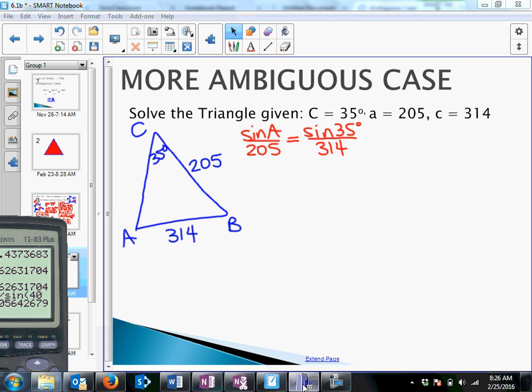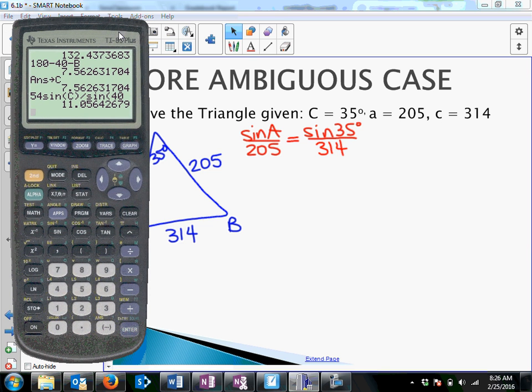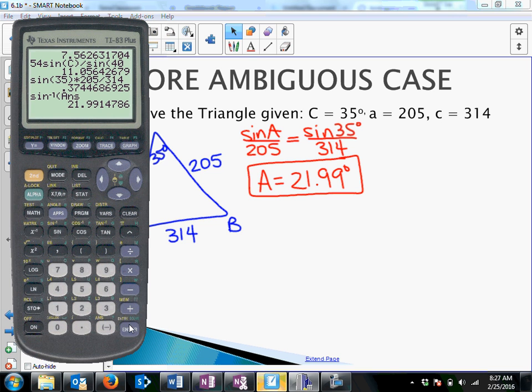Okay, so in our calculators here, we need to take the sine of 35, multiply it by 205, divide it by 314, and then we need to take the inverse sine of that. You guys get 21.99? Okay, so angle A is 21.99 degrees. I'm going to go ahead and store it in case I need it later. So I'm going to store it in A because that's my angle A.